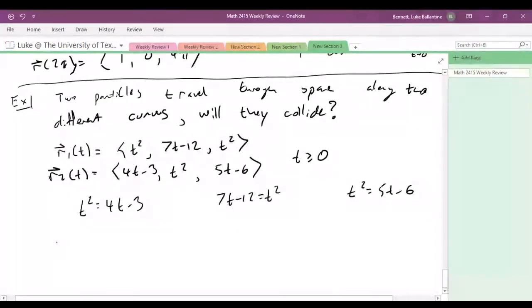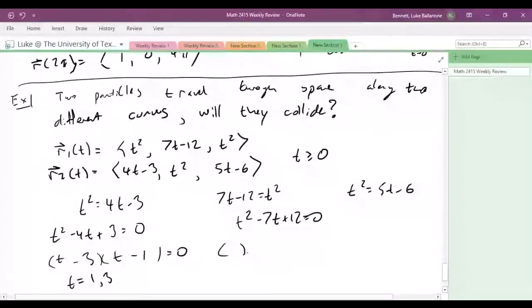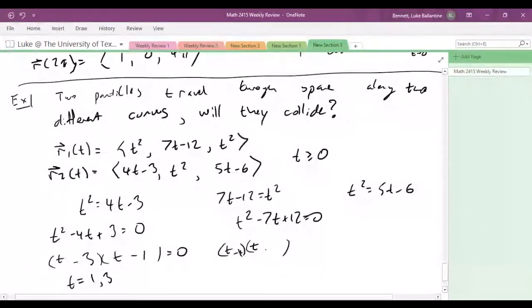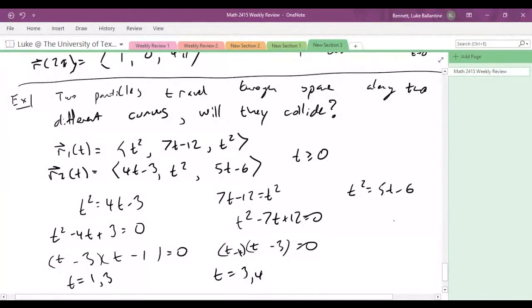And then we solve. We got t squared minus 4t plus 3 equals 0. We're factoring this. We got t minus 3 and t minus 1 equals 0. So t equals 1 and 3. Over here we got t squared minus 7t plus 12 equals 0. Factoring this, we got t minus 4, t minus 3 equals 0. T equals 3 and 4. Over here we got t squared minus 5t plus 6 equals 0.